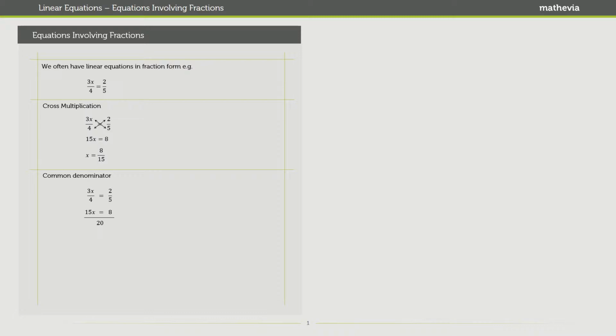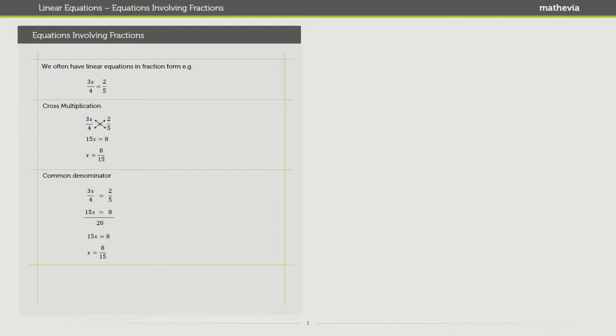Now at this point, you just extract what you have up there. Don't worry about the denominator, it's played its part. So you have that 15x equals 8, and then you can divide both sides by 15, and you'd have that x equals 8 over 15, which is the same answer we got from the first option.